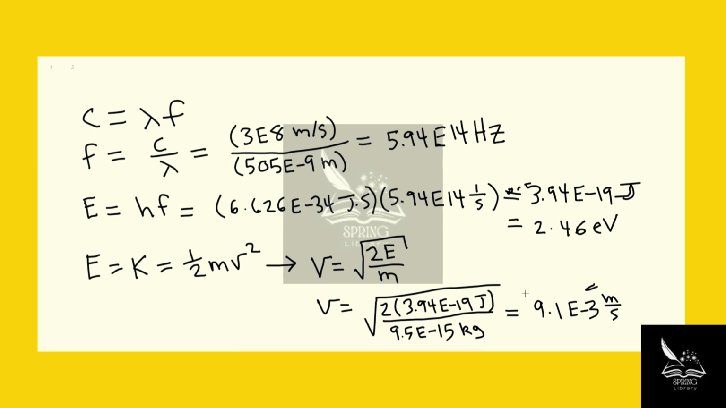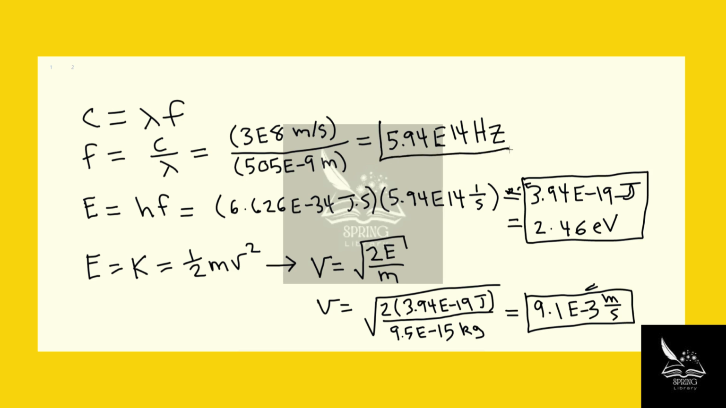So as you can see, even for something as tiny as a bacterium, one photon worth of light cannot transfer very much kinetic energy to this bacterium. Well, at least it can't get it to appreciable speeds.